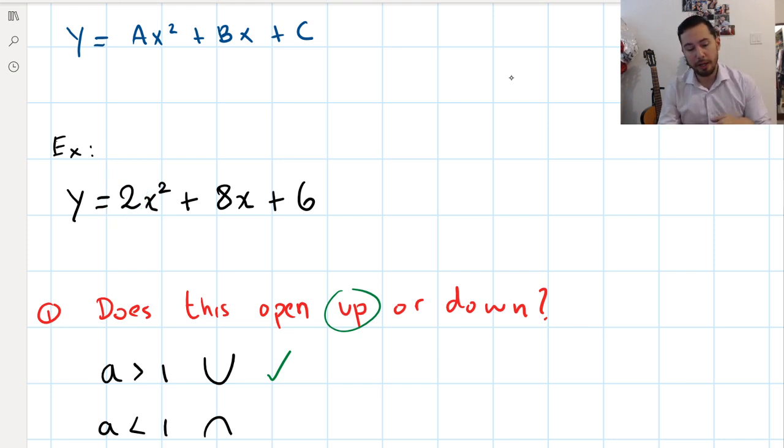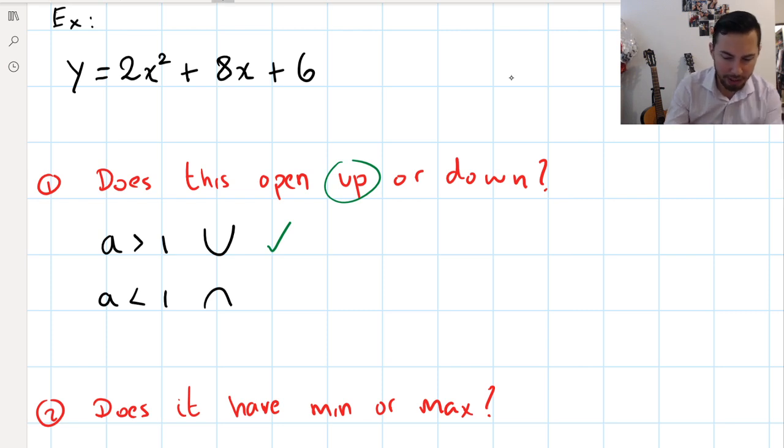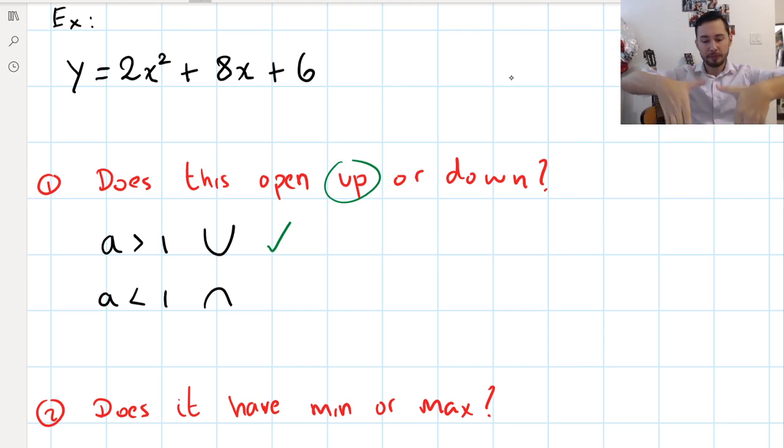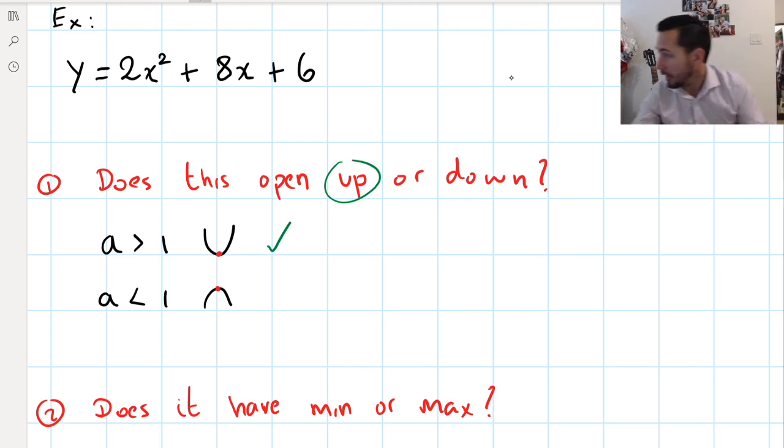Now, following that, whether it opens up or down, it also tells me whether I have a maximum or a minimum point. If I look at these little rough sketches that I have here, if I have a parabola that opens up, then that's going to automatically create a minimum value all the way at the bottom. If I have a parabola that opens downwards, then that's going to create a maximum point at the top. So this is going to be a minimum. If I have a positive A, I'm going to have a minimum. If I have a negative A, I'm going to have a maximum. And that's always automatic. That always follows that order.